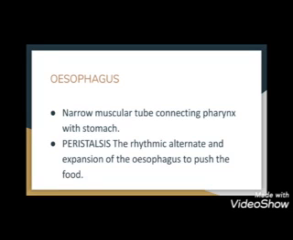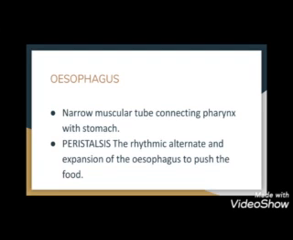So that is the process by which the masticated food is pushed. It is called peristalsis. What is peristalsis? The rhythmic alternate contraction and expansion of the esophagus to push the food from the mouth to the stomach. That is called peristalsis.